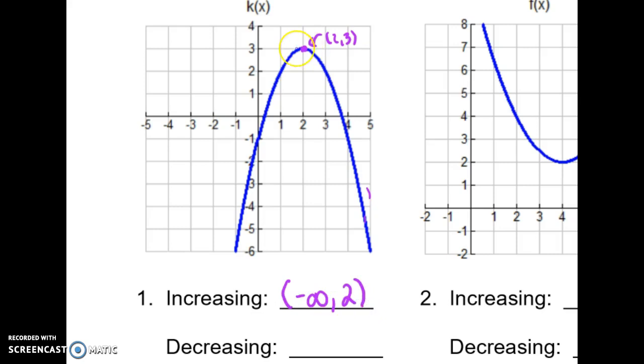Again, once we've hit that vertex, it temporarily stops for a second. It doesn't either increase or decrease at that vertex. Immediately after that vertex, though, we are going to fall. So we have a decreasing function. It's going to decrease from that value of 2 until infinity. It's going to keep on decreasing forever. It never comes back up.